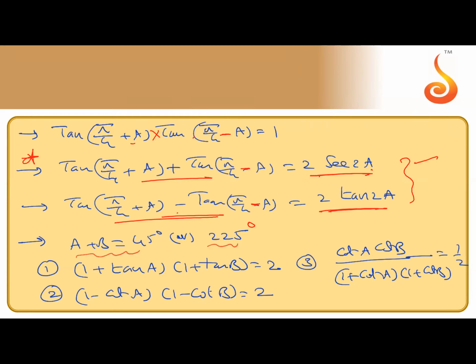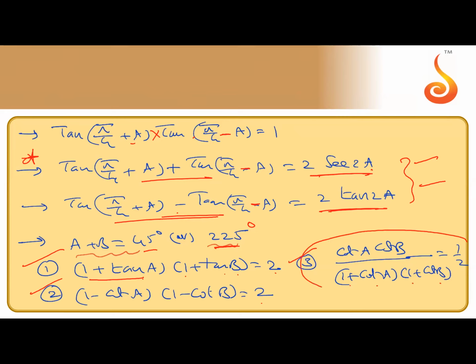After writing this, let us go to this: if A plus B is 45 or 225 degrees, then (1 + tan A) into (1 + tan B) is 2. Next, (1 - cot A) into (1 - cot B) is 2. These three are most important. And cot A cot B by (1 + cot A)(1 + cot B) is 1 by 2.